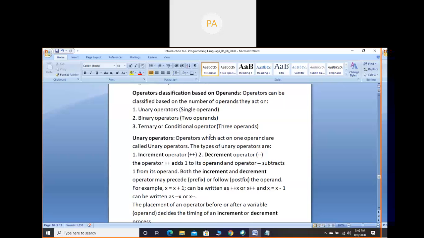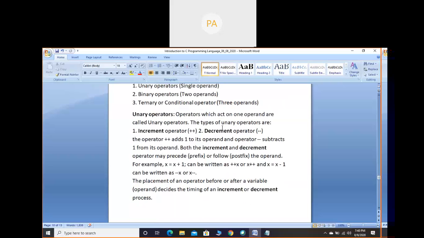Next, coming to the unary operators. Operators which act on one operand are called unary operators. As I said, an operand can be a variable or a constant or an equation. So if it uses only one variable or one constant or one equation, then it is called a unary operator. The types of unary operators are, so here we have types.